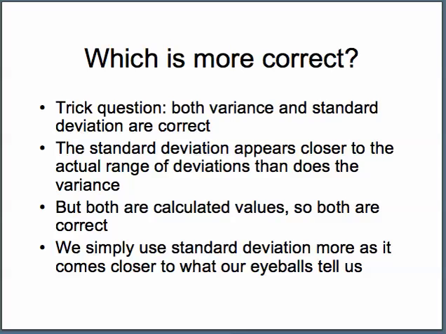In our example, the variation of values seems closer to the standard deviation than to the variance. In other words, the standard deviation seems more correct in eyeballing each deviation from the mean value. This is how we calculate variance and standard deviation.